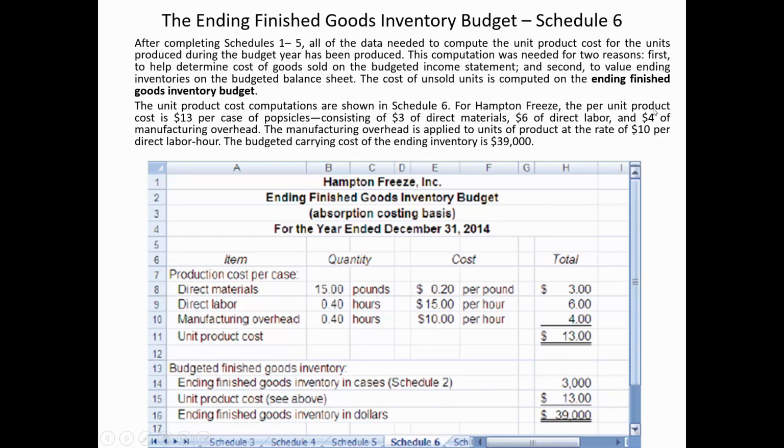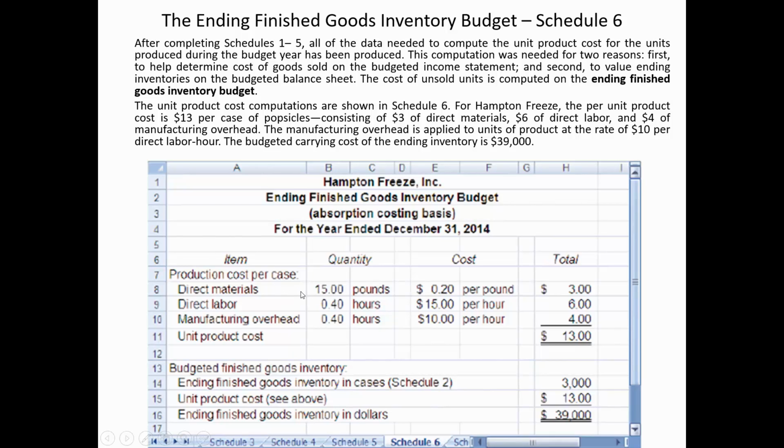For Hampton Freeze, the per unit product cost is $13 per case of popsicles. That consists of $3 of direct materials, $6 of direct labor, and $4 of manufacturing overhead. The manufacturing overhead is applied to units at the rate of $10 per direct labor hour. The budgeted carrying cost of the ending inventory will be $39,000. So let's see how this works. And you will need this information also when we're doing standard costs.